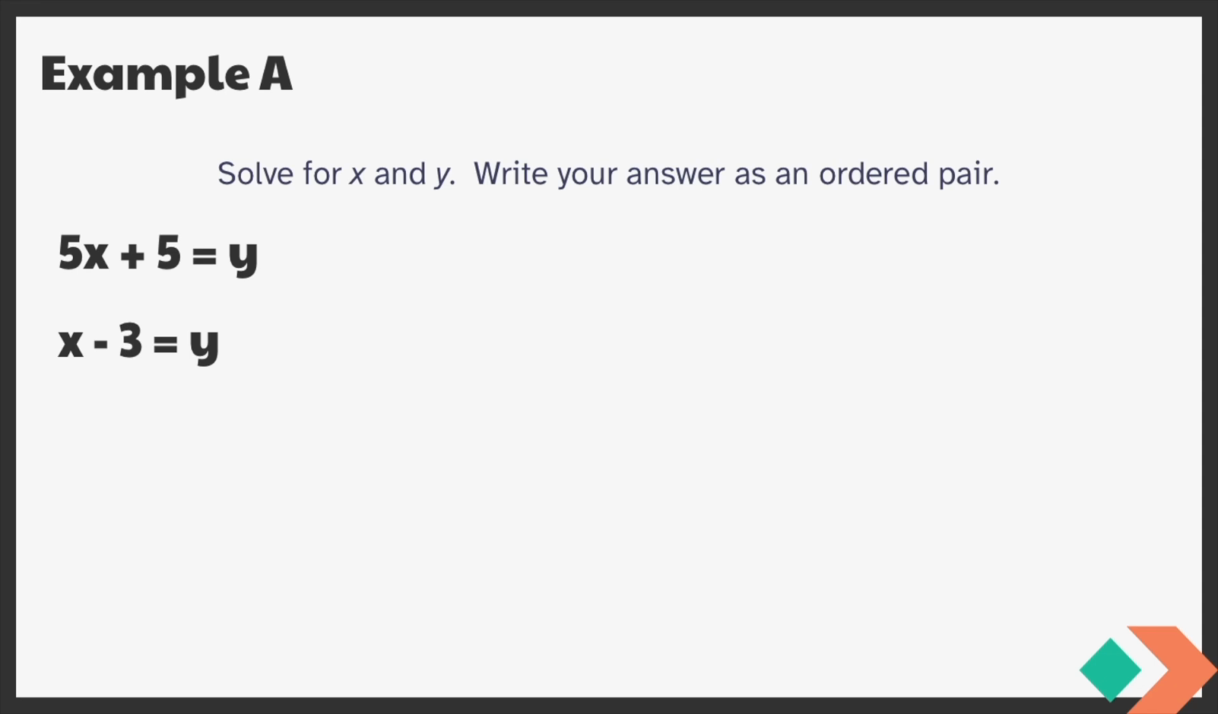So I'm going to just substitute the x minus 3 into the one above. So we're going to get 5x plus 5 is going to be equal to x minus 3 because we're substituting in that x minus 3 for y. All right, now that we substituted in, it's time to solve our equation.